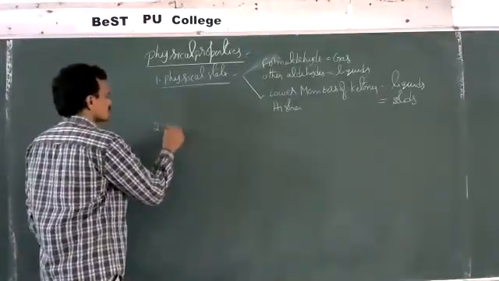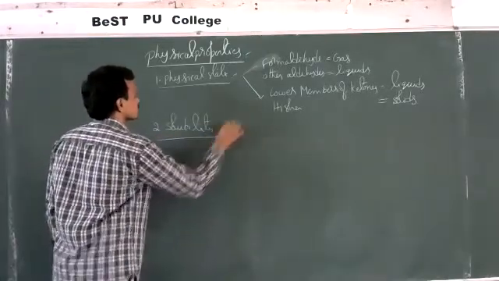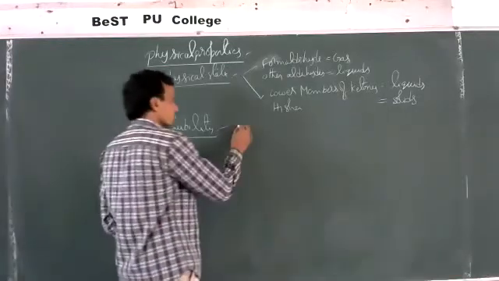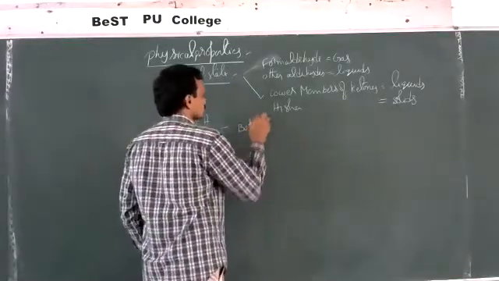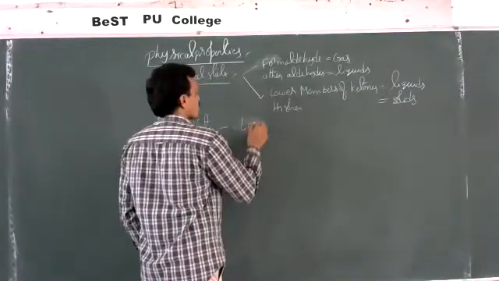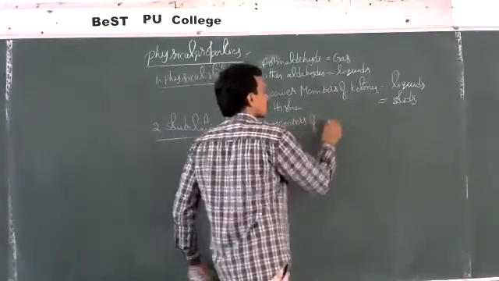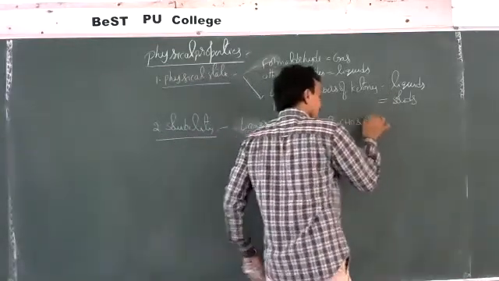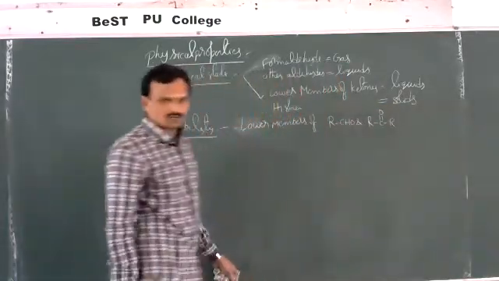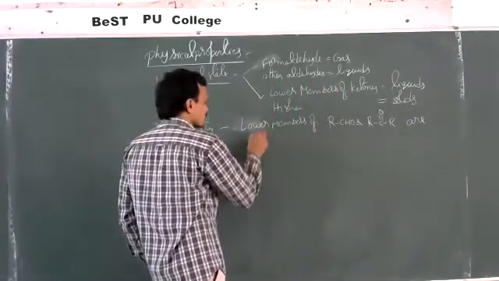Now, solubility. So what about the solubility of aldehydes and ketones? The lower members of both aldehydes and ketones are soluble in water.